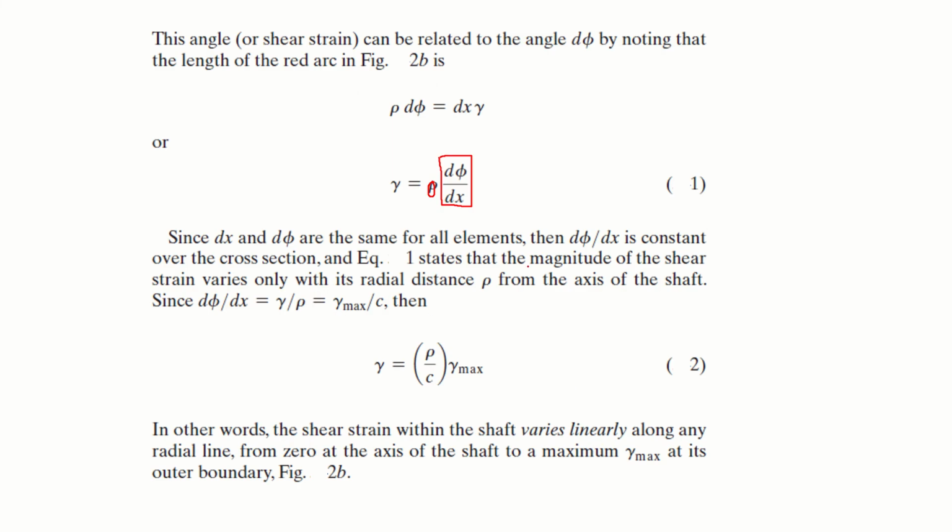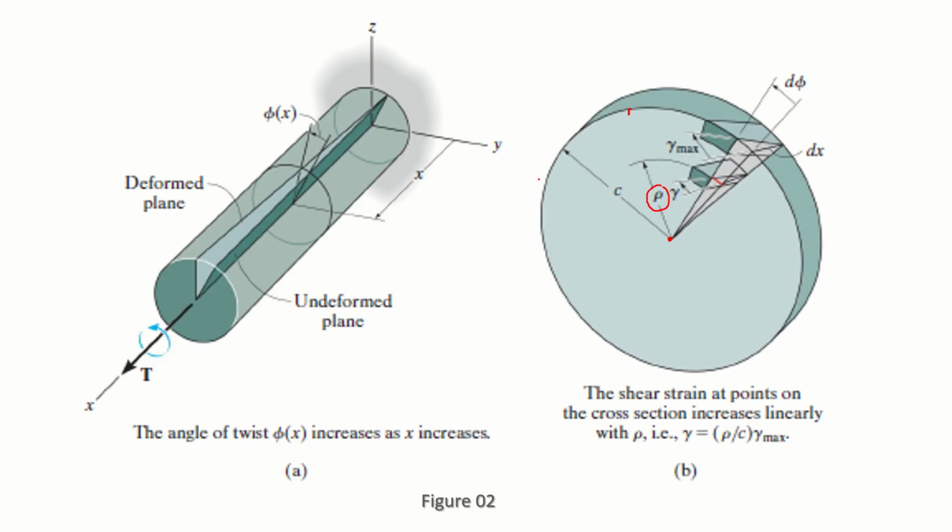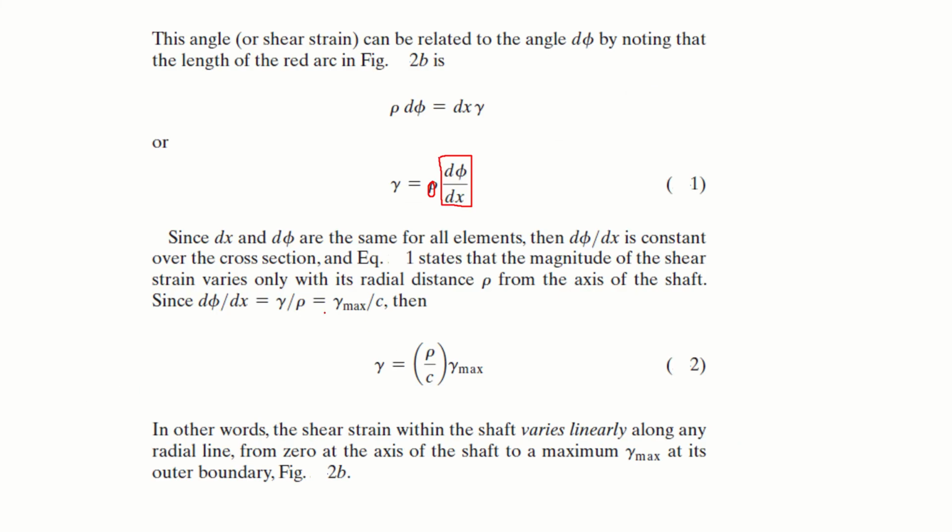Then, since dφ/dx is equal to γ/ρ, from this equation you can derive this, right? And gamma is maximum at the maximum distance from the center, which is the radius. At the center gamma will be 0, and at c it will be maximum. So at c, if ρ is c, then gamma will be γ maximum. Then we can put here that γ equals ρ over c into γ maximum, right?